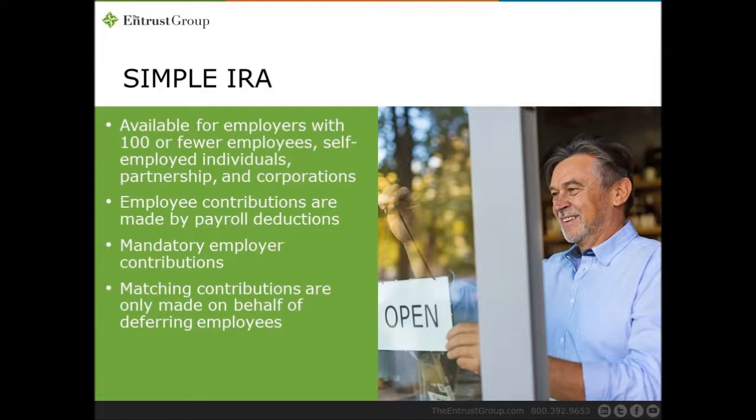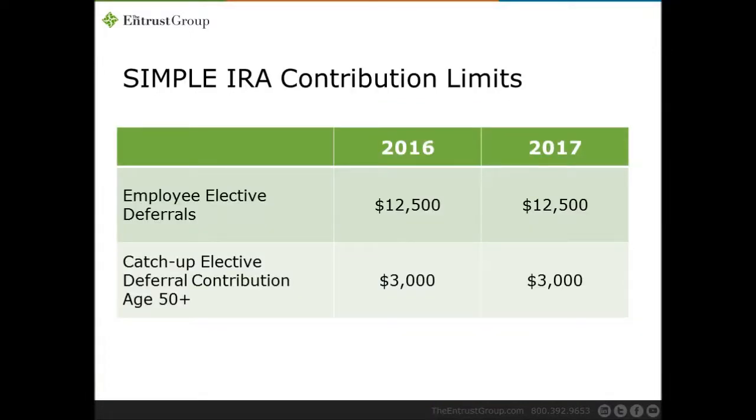Now, keep in mind, matching contribution is only one of the two options that the employer can choose to contribute to the plan. Another one would be what we call a non-elective contribution. An employer could choose to make a 2% profit-sharing contribution on behalf of all employees. So in other words, even though there's mandatory employer contributions, they can either choose a match, which is what a lot of employers choose, or a 2% non-elective or 2% profit-sharing contribution. The maximum contribution for employees in 2016 and 2017 is $12,500.